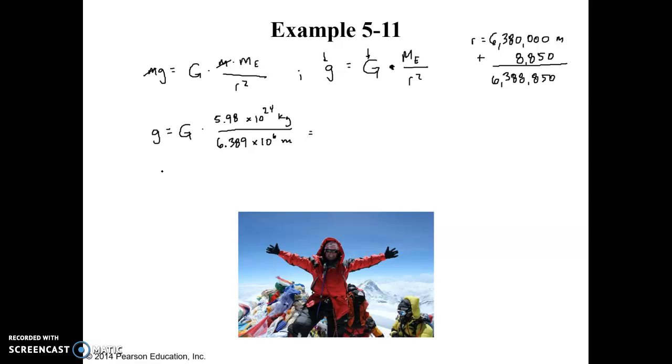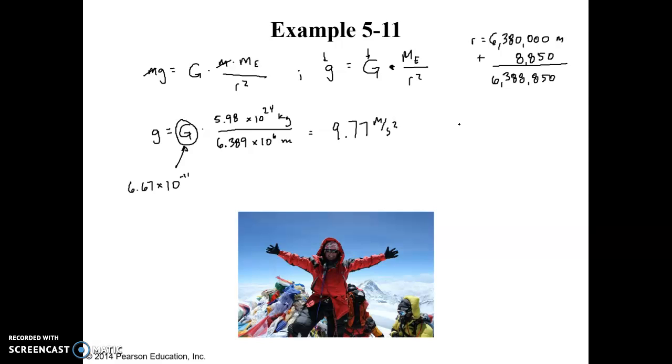And G, that's a constant, we know that. I should have substituted that in. G, the gravitational constant, is equal to 6.67 times 10 to the negative 11th. So we take 6.67 times 10 to the negative 11th, multiplied by 5.98 times 10 to the 24th, divided by 6.389 times 10 to the 6th, and we get a g on top of Mount Everest of 9.77 meters per second squared.